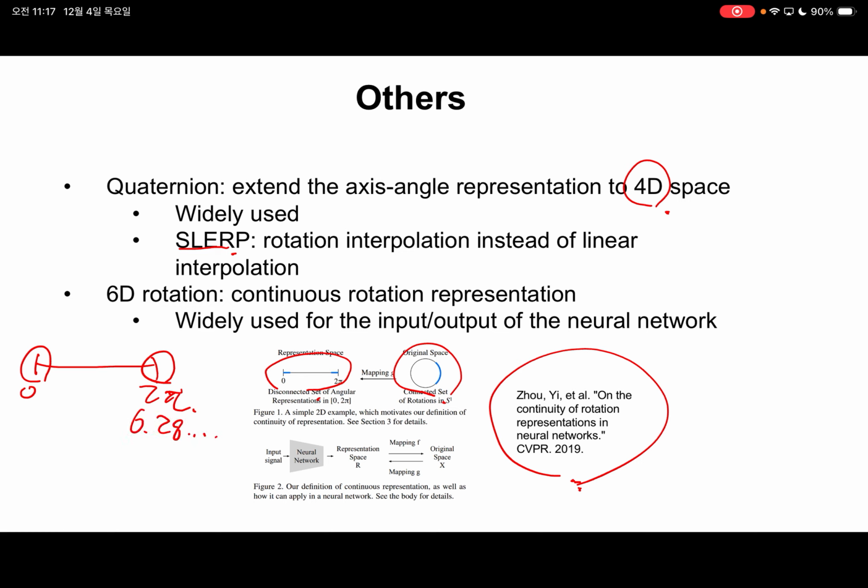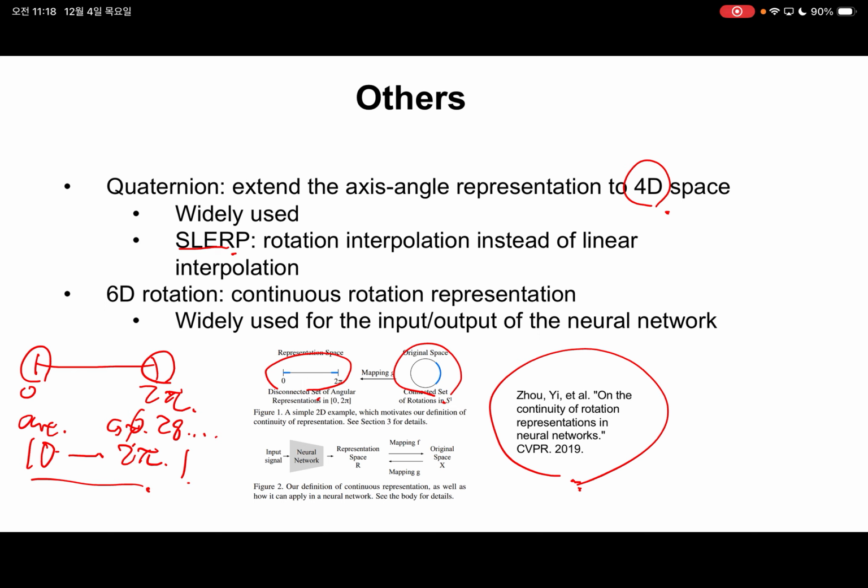But it turns out that they represent the same rotation. But the 3D rotation is not continuous. So if a neural network outputs 0, but our target, our GT, is 2 pi, then the loss function is very high, right? The loss value is 2 pi. Although the model outputs the correct angle, because of the discontinuity of the rotation, the loss value could be very high.